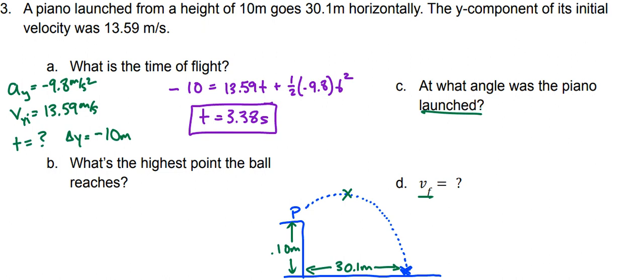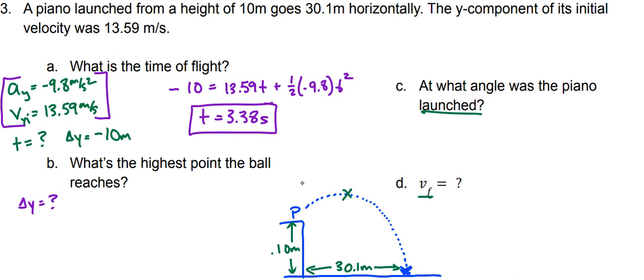That's the time of flight. So what is the highest point that the ball reaches? Again, we're going to use the initial y velocity and the acceleration, but instead of using delta y as a given, because that's what we want to know. Now we want to know what delta y equals.